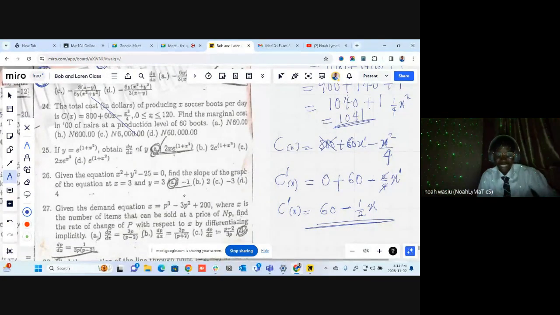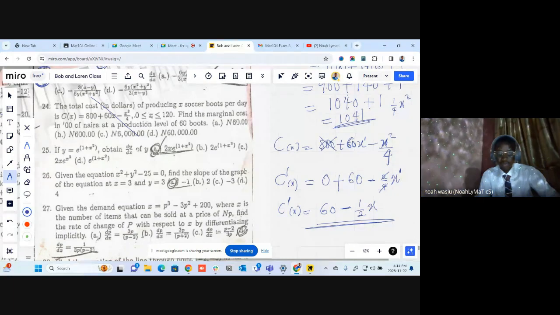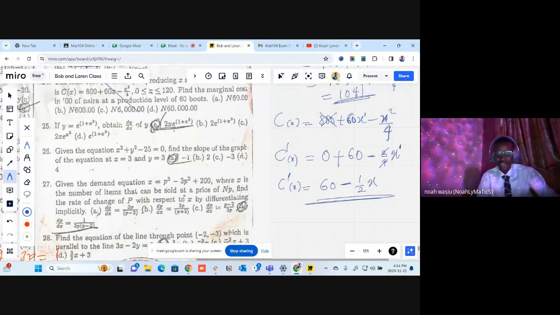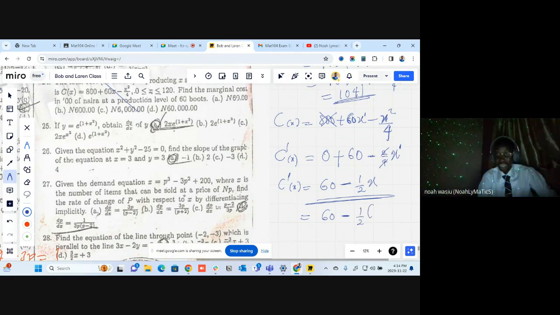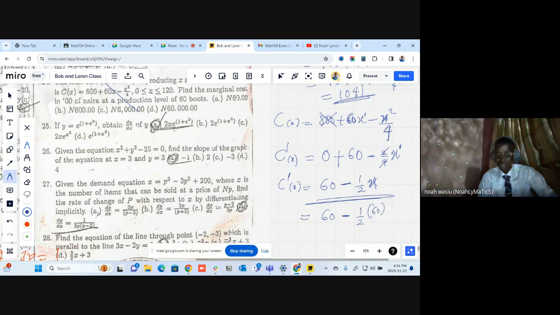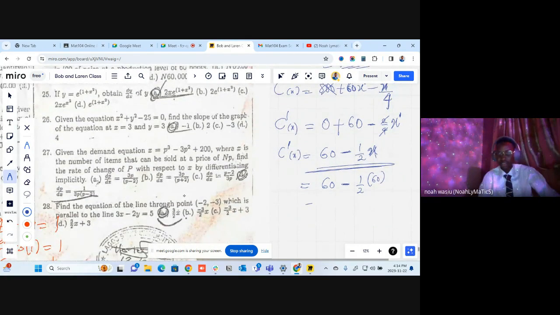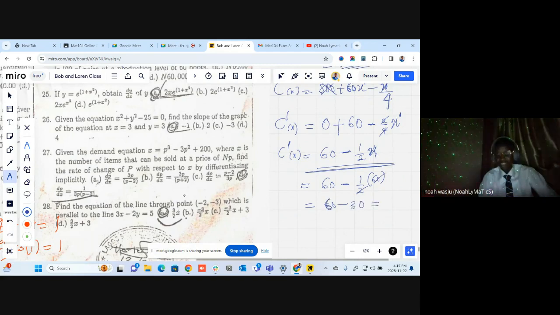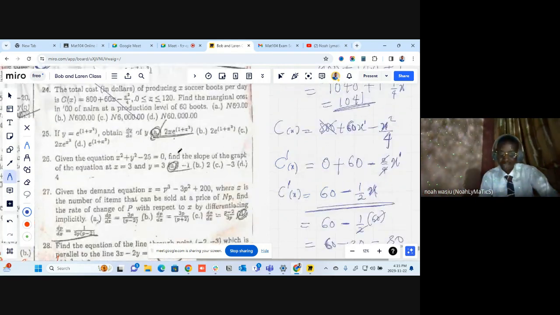So if I now insert the level of 60 boots, what will I have left? This is 60 minus 1 over 2 times 60. If I insert 60, what am I going to have? That's 60 minus 2 into 60 over 2, which is 30. So I have it as 60 minus 30. 60 minus 30 is what? It is 30. So I should have 30 left.